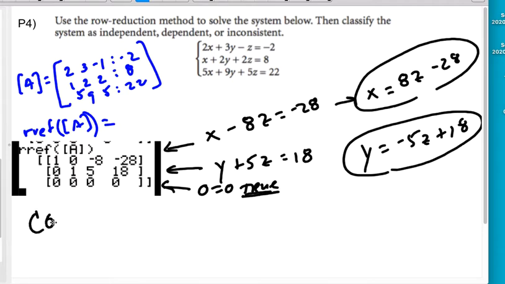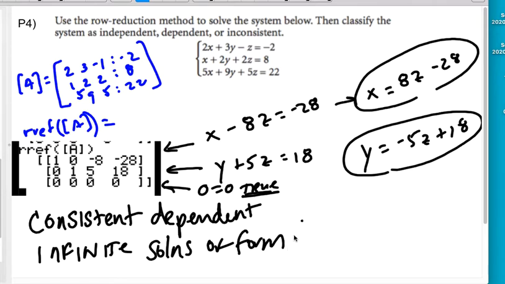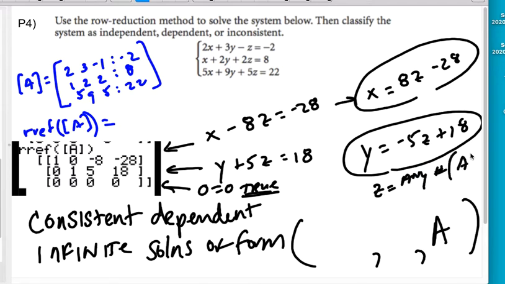So what that means is that my answer is consistent, dependent, right? And so that means I have infinite solutions of the form. And in this case, the one that I don't have any information on is z. So I'm just going to say z equals any number. I'm just going to call it a. So then y should be negative 5a plus 18, and x should be 8a minus 28.